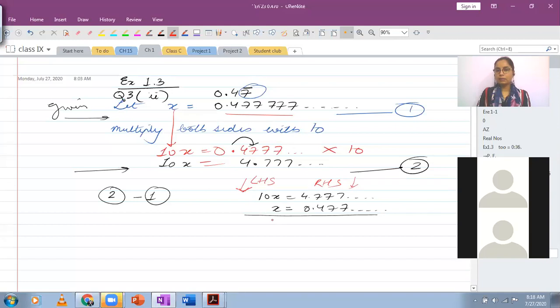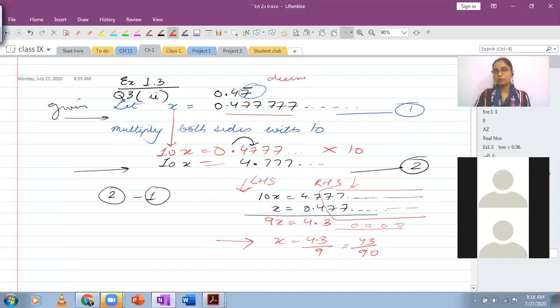On the left hand side, 10x minus x will be 9x. On the right hand side, this portion gets eliminated, because you have sevens repeating. So this portion will become 0.000. You will be left with just this part, which is 4.3. So 9x equals 4.3, x equals 4.3 by 9, which can be written as 43 by 90, removing the point and putting 10 in the denominator. So now you can see x was a decimal number. This was decimal form, which was non-terminating and repeating. This is non-terminating, non-ending, and this shows it's repeating. And now I have expressed this as a rational number in the form p by q.